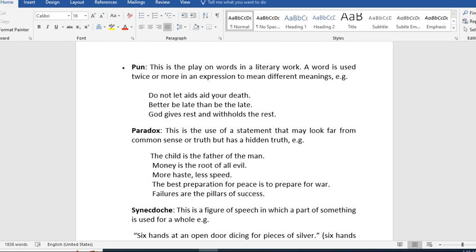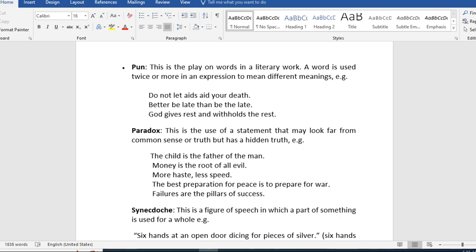Better be late than be delayed. To be late is when somebody does not reach a place of work or where he is going on time, while the other late is to be dead. God gives rest and we do the rest. God gives rest, rest is for somebody to rest for some time, and we do the rest, the remaining. The second rest means remaining.